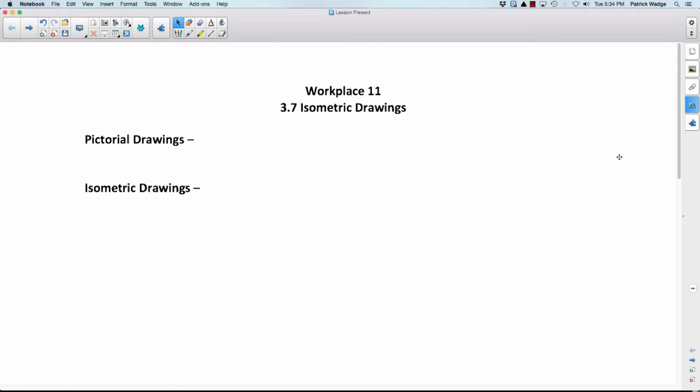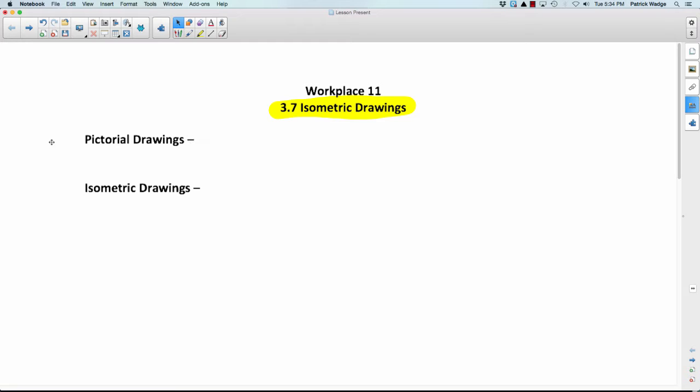Hello, it's time for 3.7, which is on isometric drawings. Alright, I'm kind of middle ground on these ones. Done them before, but not necessarily that great at them. So, see how I do today. This whole chapter is so scary for me.